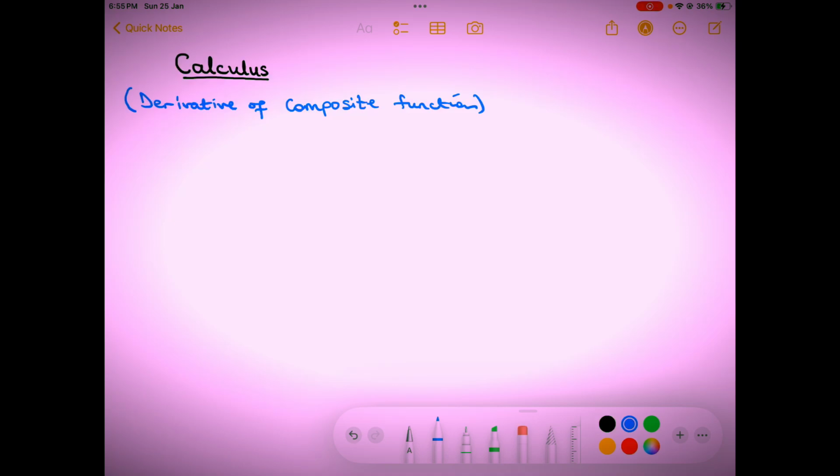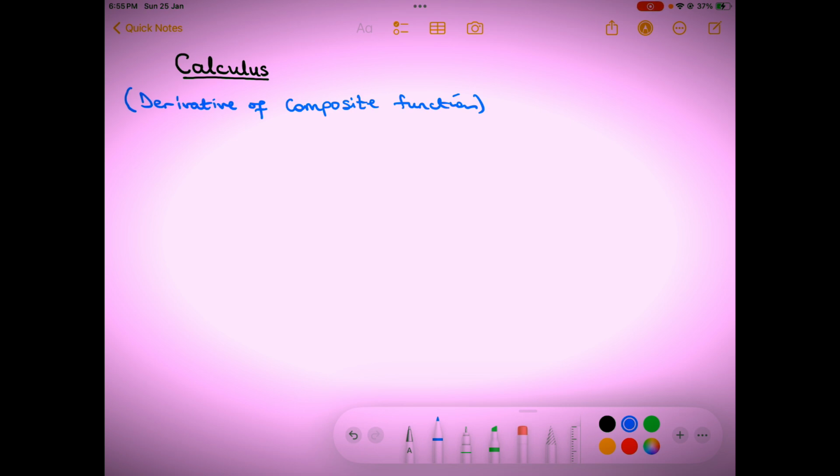Hello guys, in this video we are looking at the derivative of a composite function using the chain rule. I've already made it clear in the previous video that to use the chain rule there are three simple steps that you need to follow. First, you take the derivative of the outside function whilst you keep the inside one as it is. The second step is to take the derivative of the inside function, and finally you multiply them.